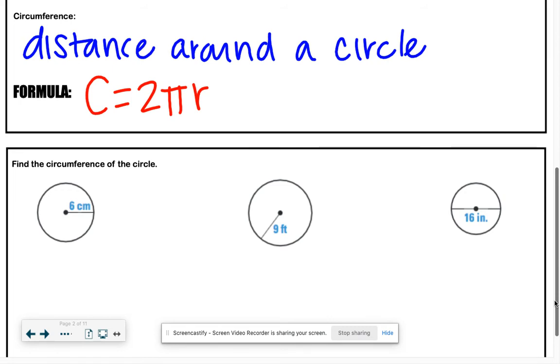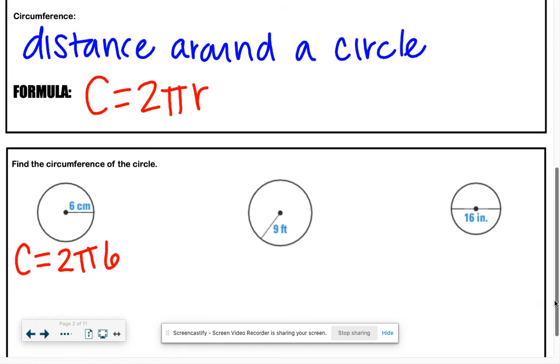Are you ready for some calculator work? Okay. So on this first one, 2 pi. What is our radius? 6. Yes. Now, you just type this in your calculator. So you can either use the pi button or 3.14. It's up to you. If you can find the pi button, use the pi button.